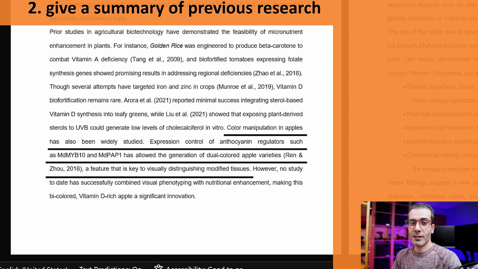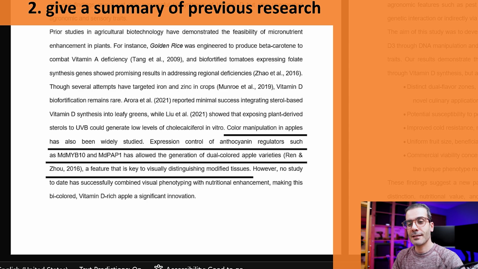And then we are going to transition into the second research topic, which is the color of the apple, and we are going to explain why this color change is not just something that looks good on the apple, but it's going to build trust and transparency with the customers when they see that apple with two colors, they know we have genetically modified that apple.